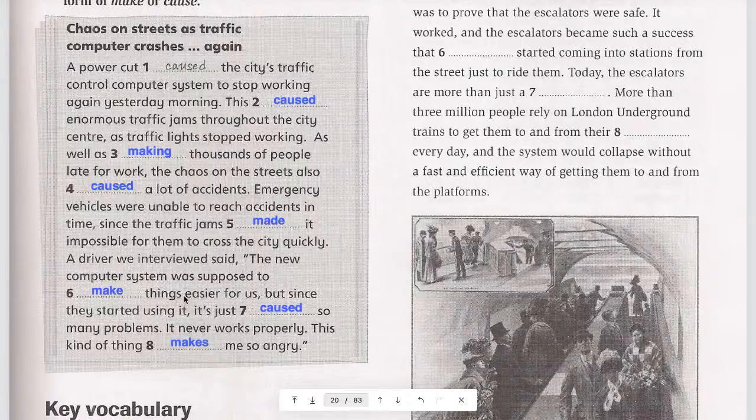Now tell me, you see was supposed, right? Was, that is the verb to be. That is the first verb. And make is another verb, right? So compare those two. Which one is the main verb in that sentence? Was, because it stands right next to the subject, right?